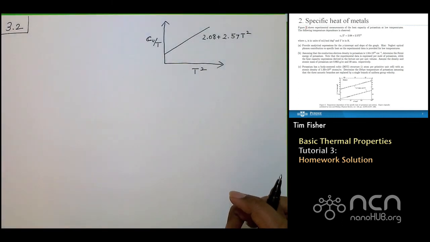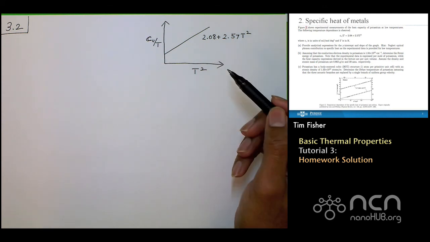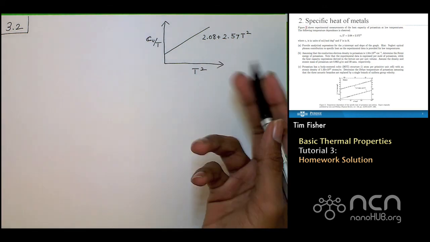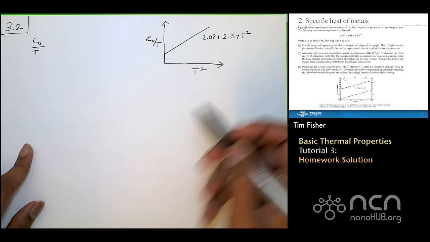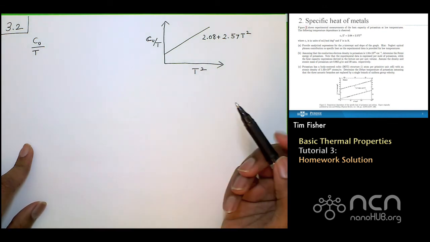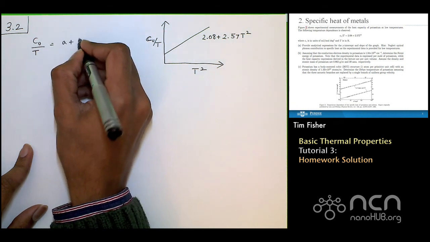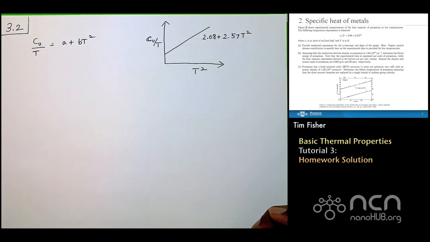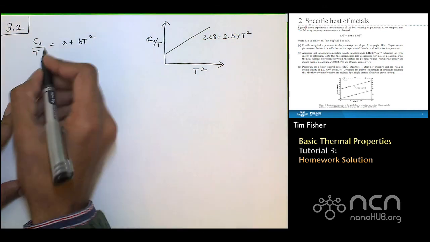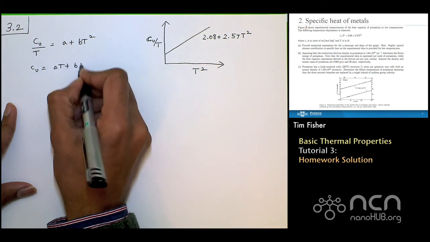All right, this is problem number 2 of homework 3. So shown here is the specific heat of potassium for very low temperatures. What we observe from this graph is that CV by T goes linearly with the square of the temperature. So CV by T is observed to be A plus BT squared, where the values of A and B are given for potassium from the experimental measurements. So what this essentially means is that CV is equal to AT plus BT cubed.